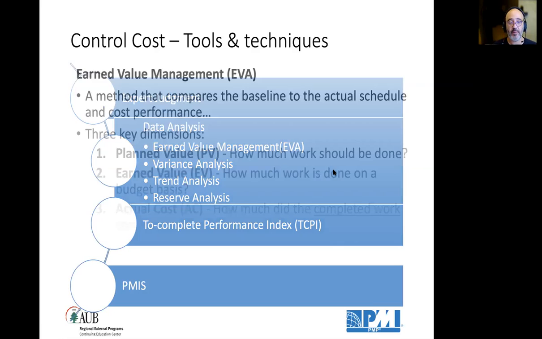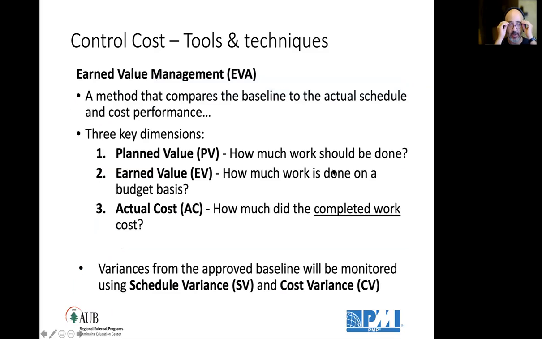So, earned value analysis or earned value management is a method that compares the baseline with the actual schedule, okay, and cost performance. Yani it has two dimensions, time and money. But all the results will be expressed in dollar amount. Yani the effort of time will be expressed in dollar amount, in monetary value. Keep this in mind. If you understand those three dimensions, you will understand earned value analysis better.